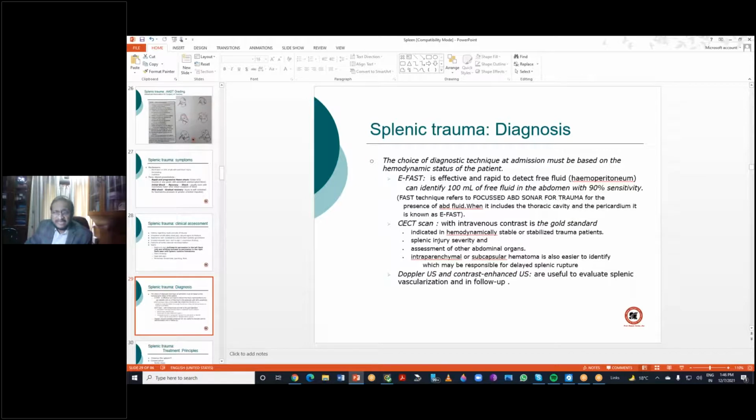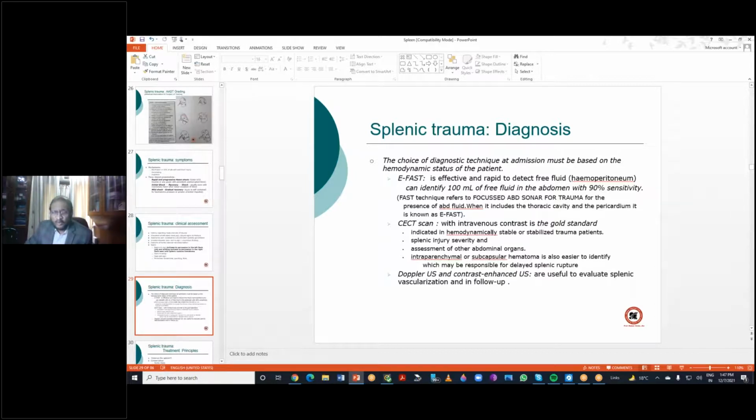Okay, the second thing is a CT scan, which is the gold standard and should be done with intravenous contrast, and it would be indicated only in those patients who are hemodynamically stable. If the patient is not stable or has not been stabilized, you cannot do a CT scan. There, an E-FAST examination would be the preferred method.